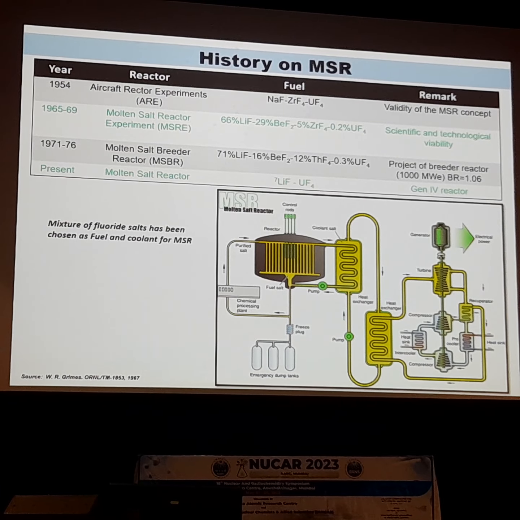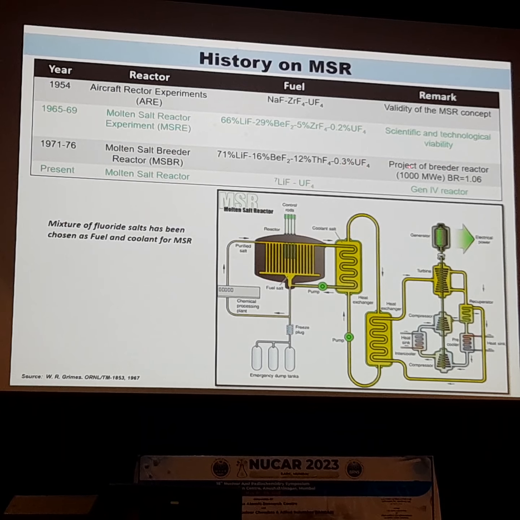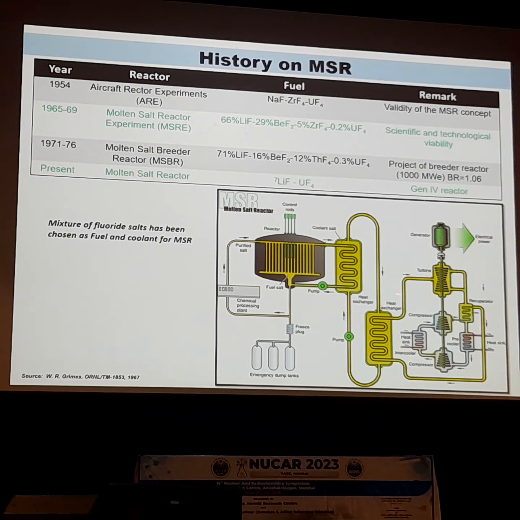Then from 1971 to 76, they went one step further, to see whether molten salt could be used as a breeder reactor or not. So they operated this reactor from 1971 to 76 with thorium as a blanket material for breeding, and a breeding ratio of 1.06 was achieved. After 1976, the project was stopped, and recently, under the name of the Gen 4 reactor system, this molten salt reactor has been given priority for breeding as well as power production, with more inherent safety features.